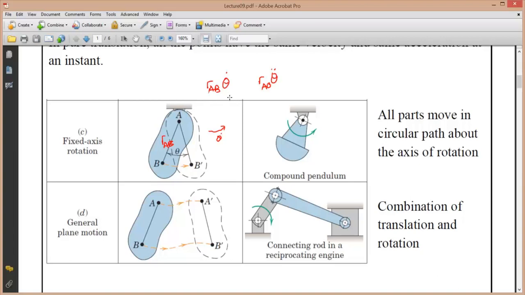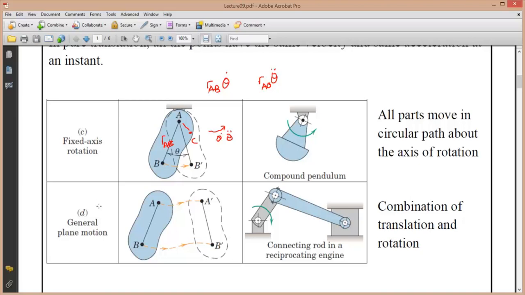It's just to make you see that any point on this rigid body would have a different velocity and a different acceleration, in fact. So if we are talking about a point C here, the radius of point C will be different, but it's going to experience the same theta dot and theta double dot, angular velocity and angular acceleration. But then the linear velocity and the acceleration of point C will be different than point B. And this is fixed axis rotation.